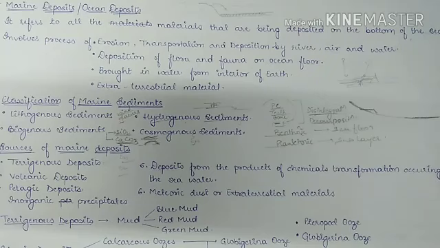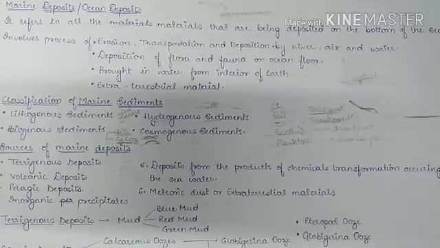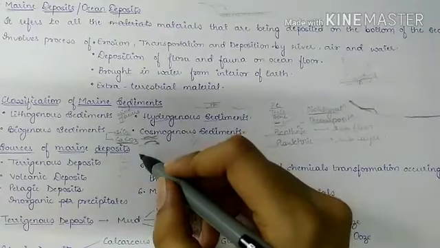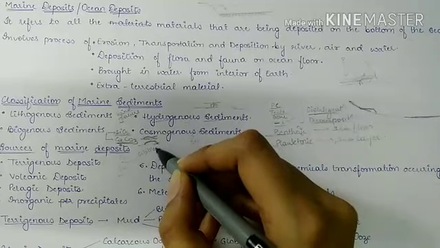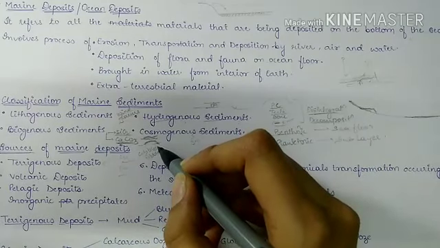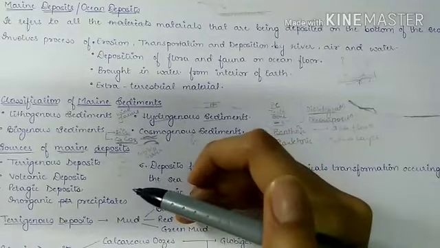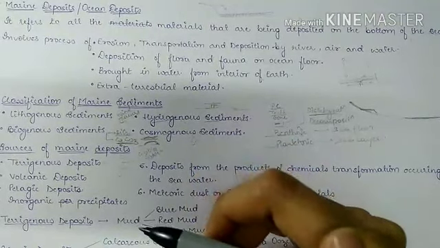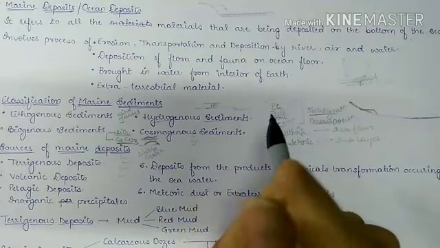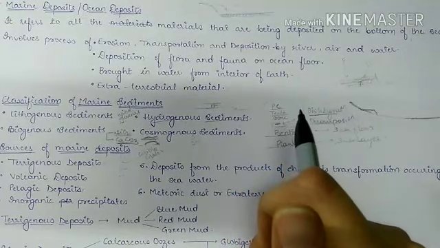Lastly, we have silty mud and clay mud. So we can simply say that terrigenous deposits have cobbles, pebbles, then granules, then very coarse sand, coarse sand, medium sand, fine sand, very fine sand, then coarse silt, medium silt, fine silt, coarse clay, medium clay, fine clay, very fine clay, and colloid.